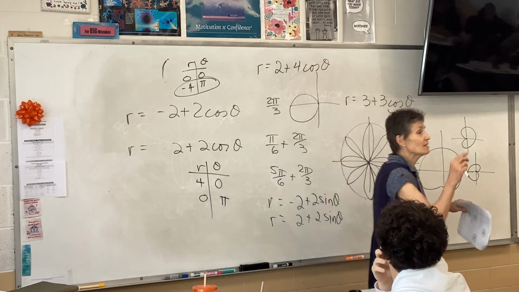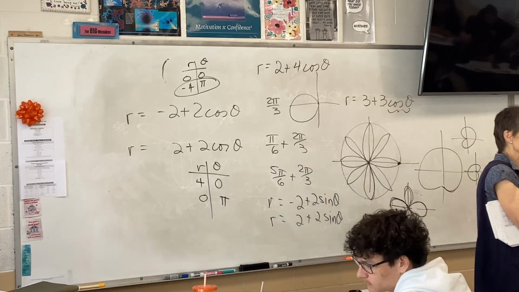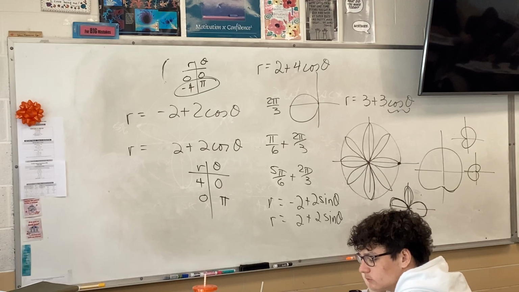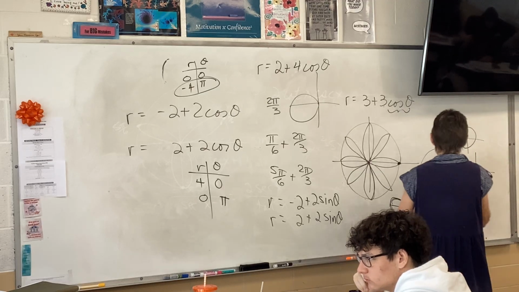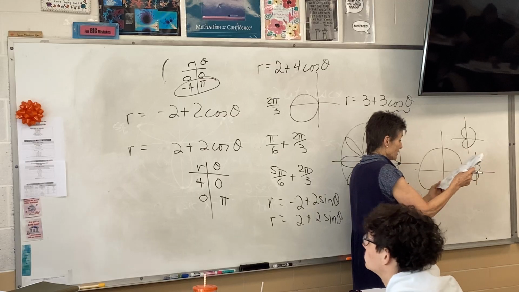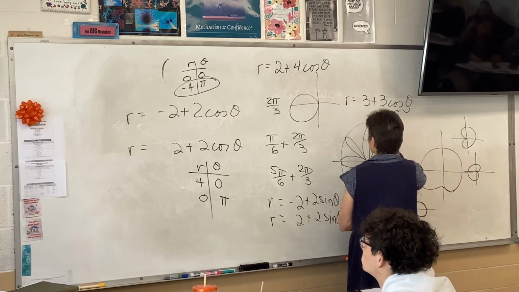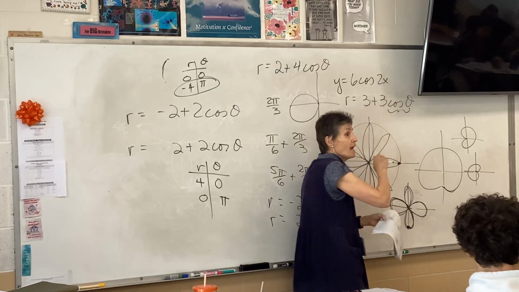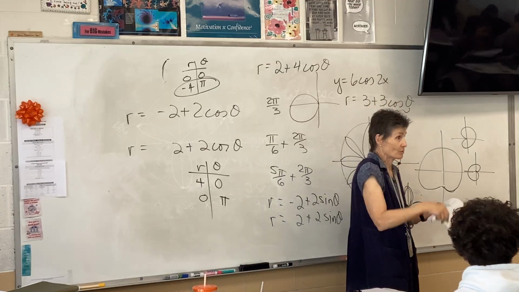Now, I don't remember, yesterday I think I did it maybe with a rectangular curve, so I could graph that same equation, 6 cosine 2 theta. I could graph 6 cosine 2x and watch it in a rectangular system.